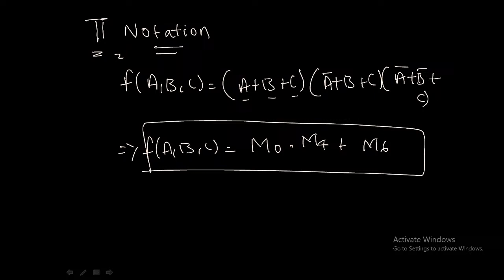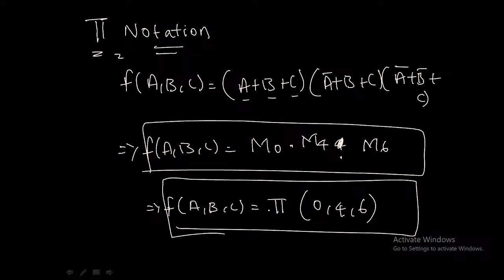Okay, M0 into M4 into M6, multiplication. So this is how we are going to represent in the form of max terms. And we can also represent it in one more way, that is, f of a, b, c can be represented as pi of 0, 4, 6. So this is one more way of representing our POS form. This is how we can represent our POS form in terms of max terms.